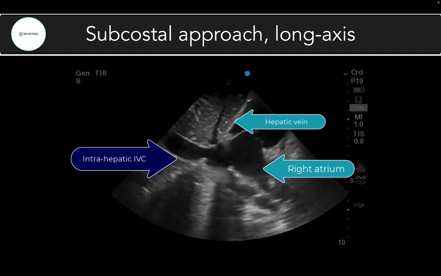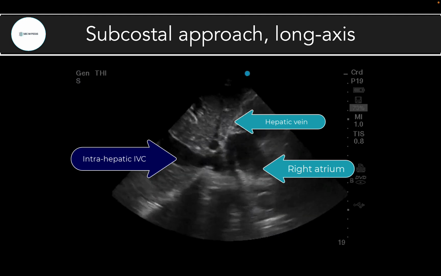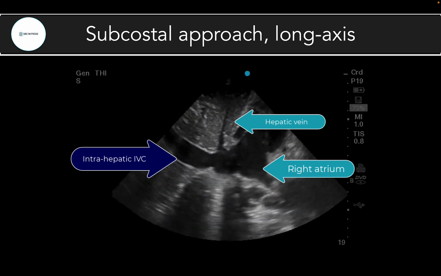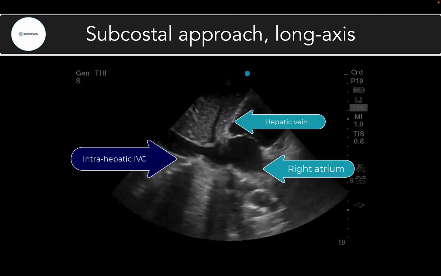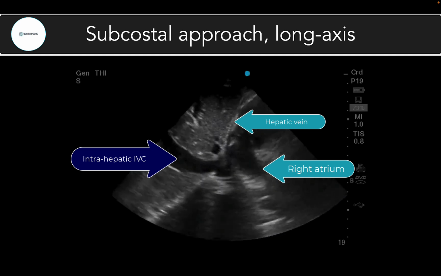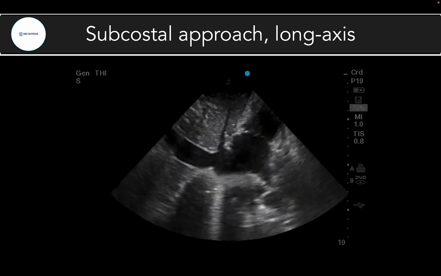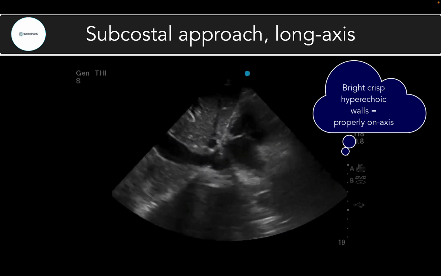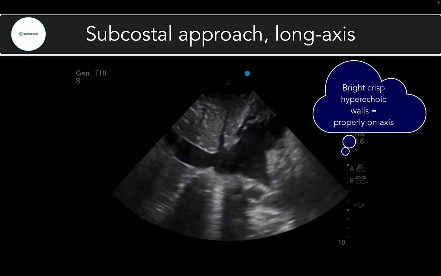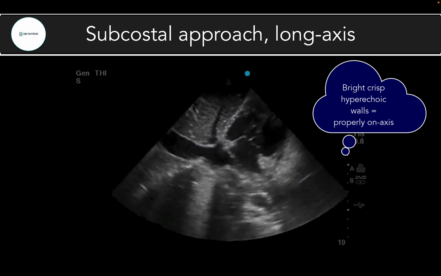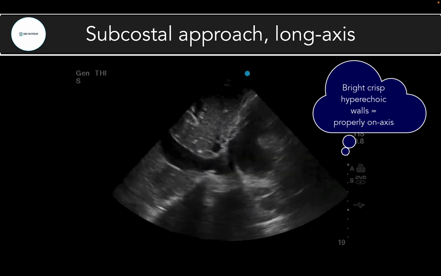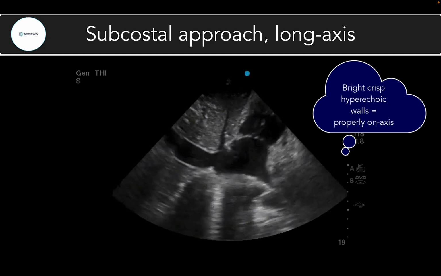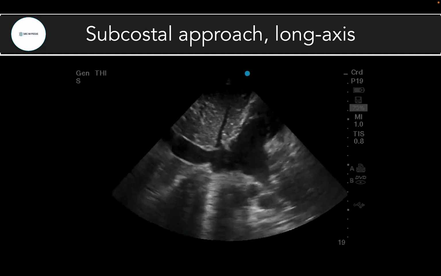And to confirm that the tubular anechoic structure we're seeing really is the IVC, we always want to see those three landmarks. So the IVC, the hepatic vein, and the right atrium. Now, we also want to make sure that we're seeing nice, crisp, hyperechoic borders of the IVC, because this is a good clue that we're seeing the IVC in its maximal diameter, and we're not cutting it off and underestimating its size due to the cylinder effect.